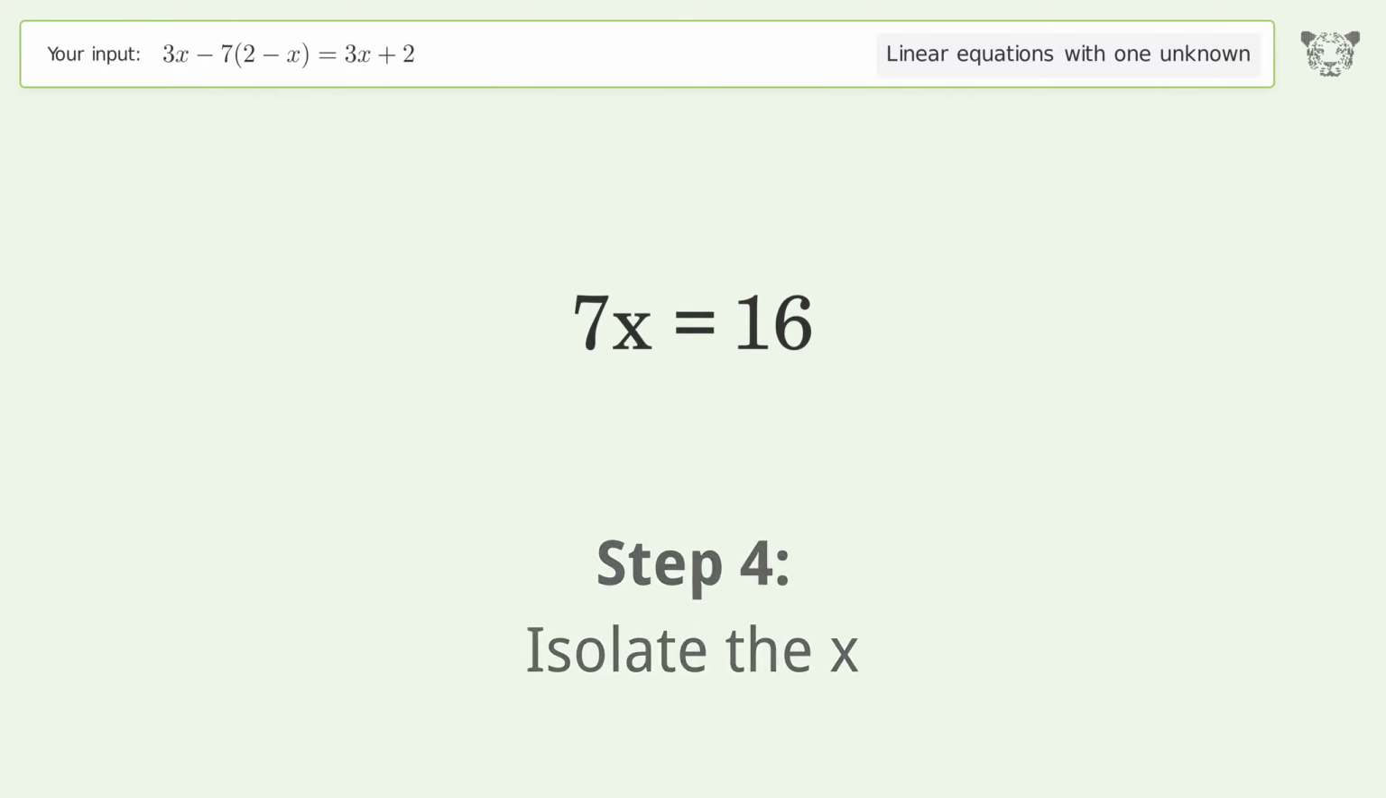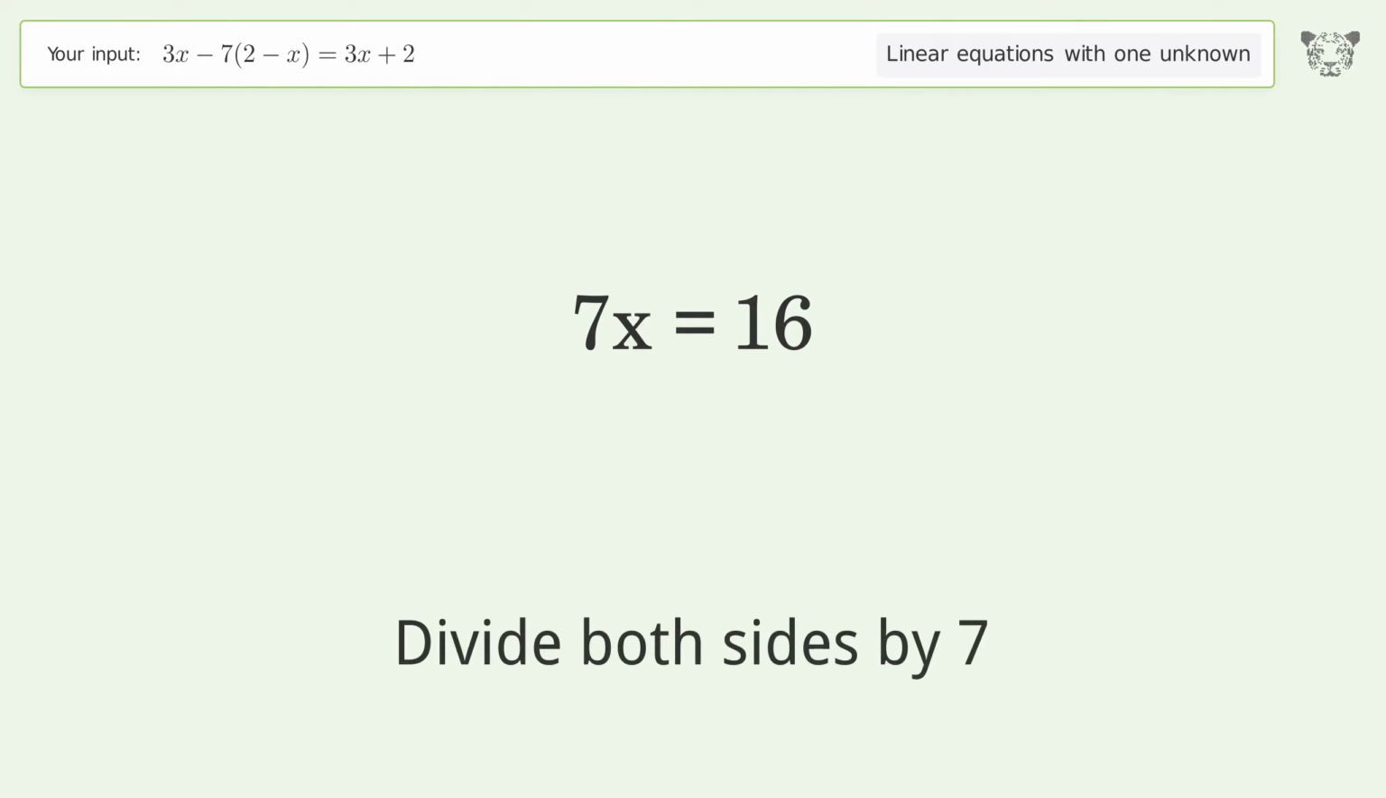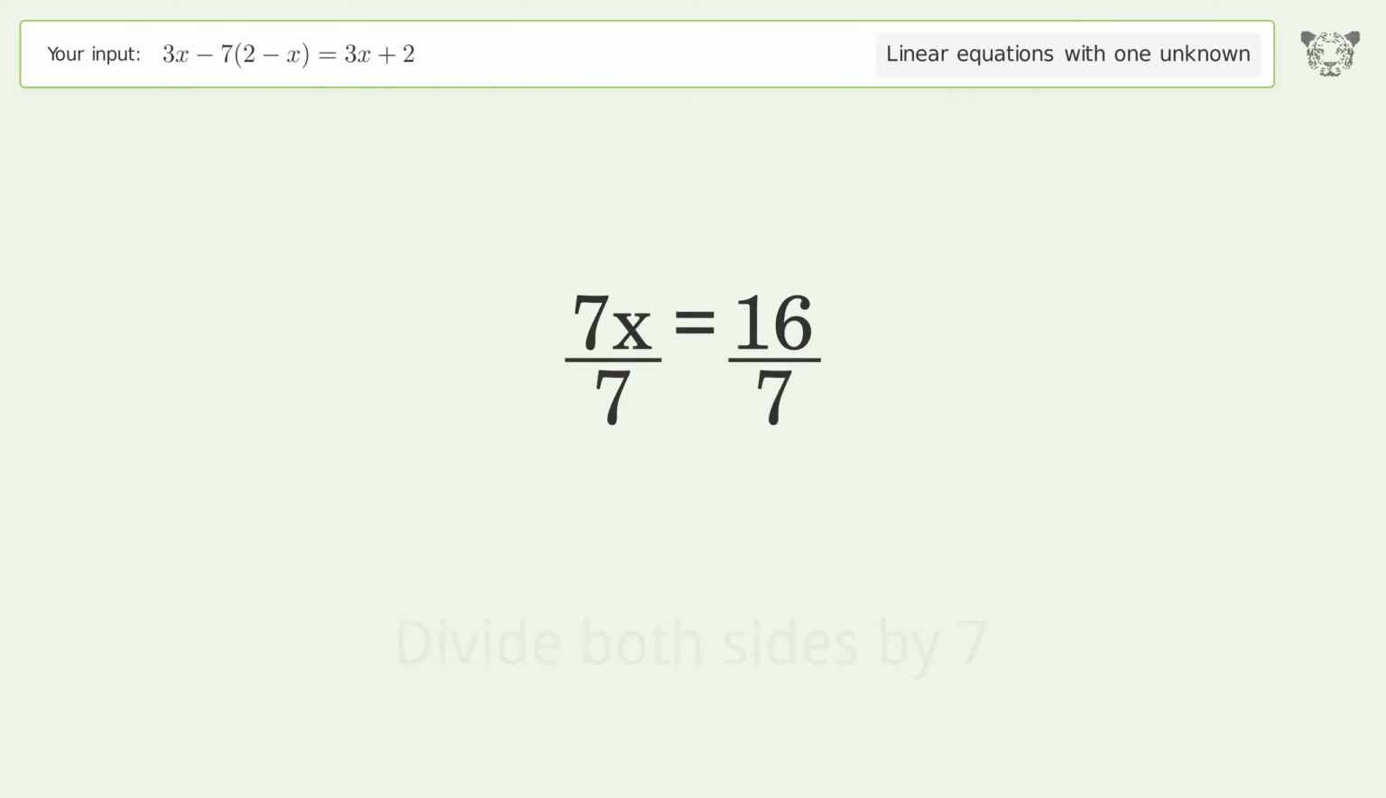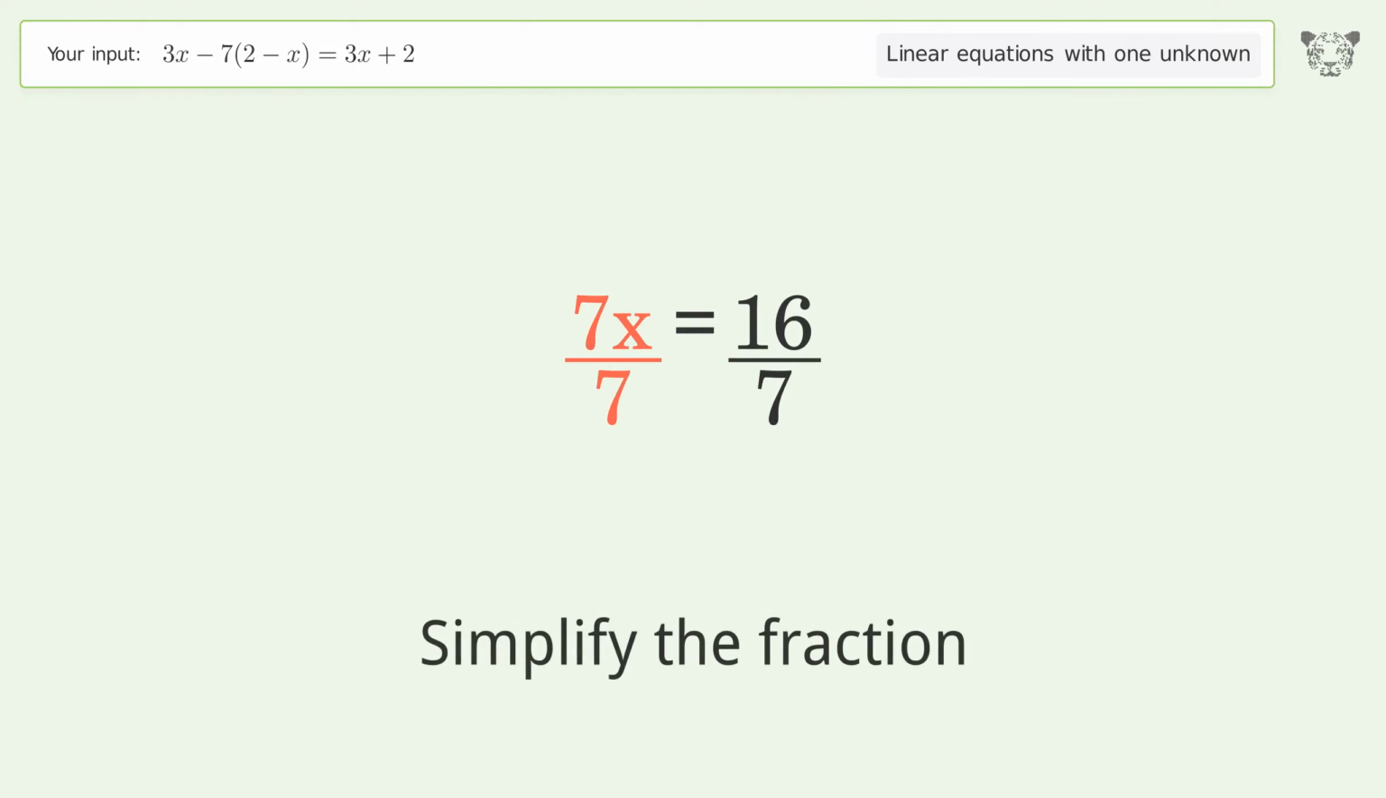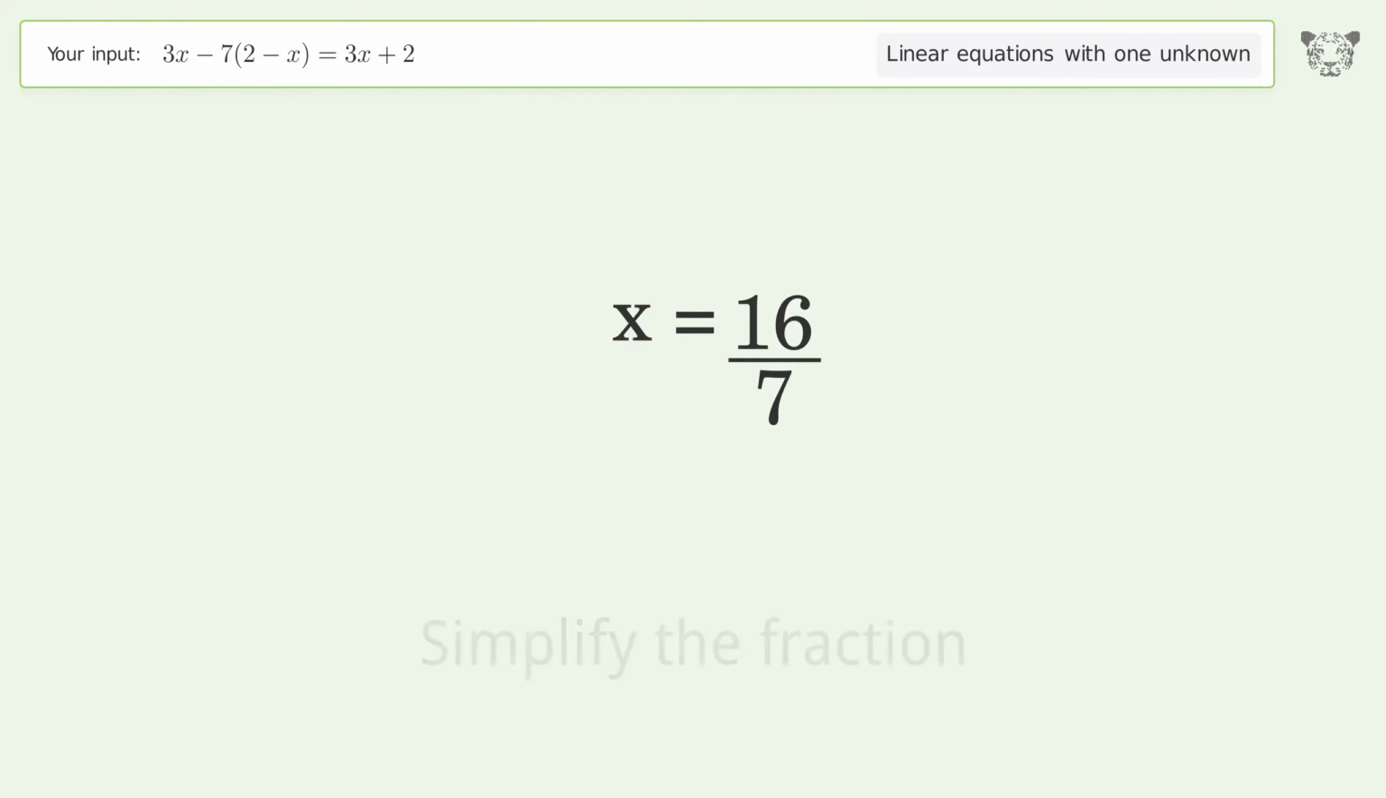Isolate the x. Divide both sides by 7. Simplify the fraction. And so the final result is x equals 16/7.